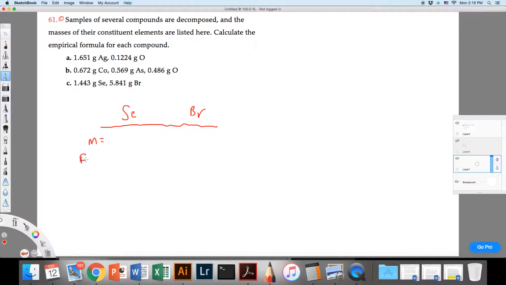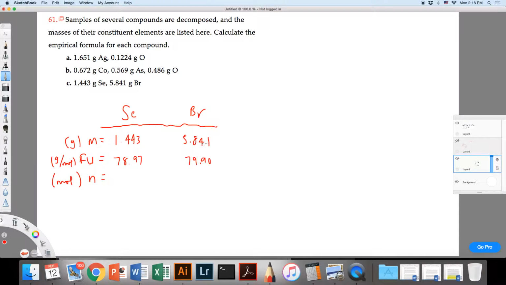Mass, formula weight, and moles. We're always looking for a molar ratio. I don't think I could overemphasize that. Okay, the empirical formula is a molar ratio. So selenium is 1.443, bromine is 5.841, the formula weight of selenium is 78.97, and that of bromine is 79.90. Wow, these are close.